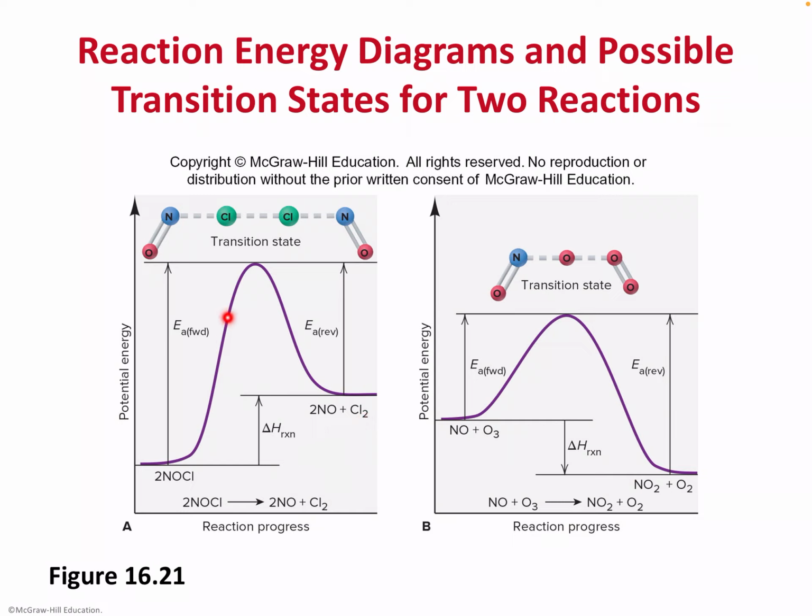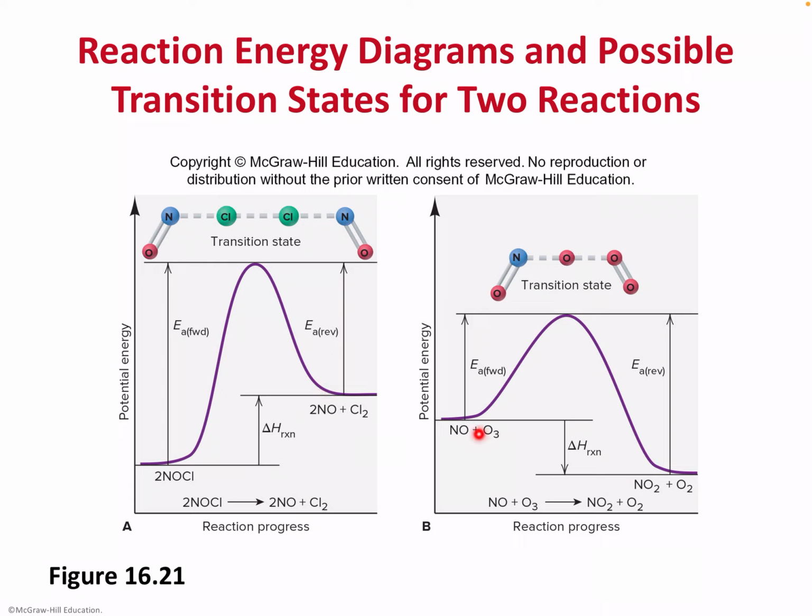So this is the activation energy for the forward reaction, and this is the activation energy for the reverse reaction. And this is the delta H, the enthalpy change. And this is an endothermic reaction because the products have more energy compared to the reactants.